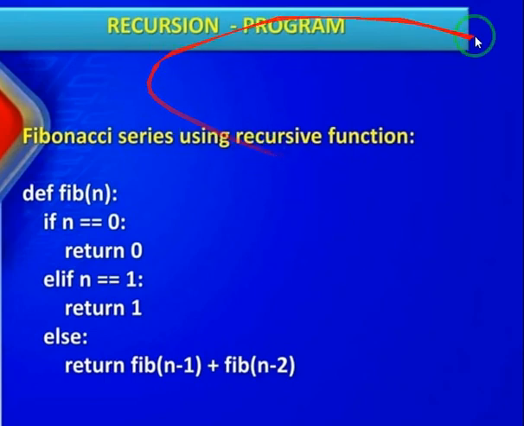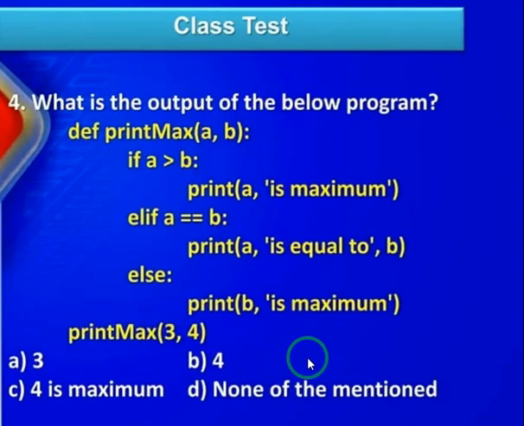Let's take an example of a recursive program. The Fibonacci series is printed using a recursive function, where we define a function called fib, and if that number double equals 0, then we return 0. Else if that number double equals 1, then we return 1. Else we return fib of n minus 1 plus fib of n minus 2.